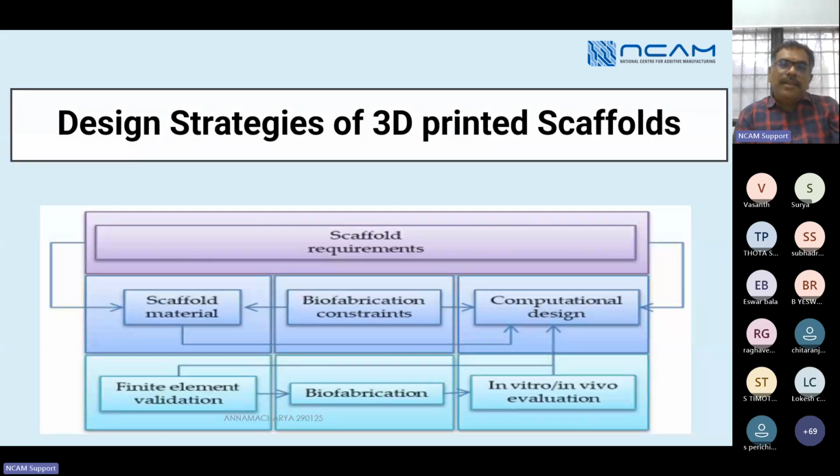So you have the techniques, but the design strategies are very, very important, because in 3D printing, you only have the material and the technique, but the designer has to sit and develop a scaffold, which is very, very important.